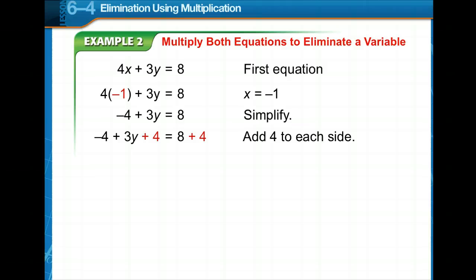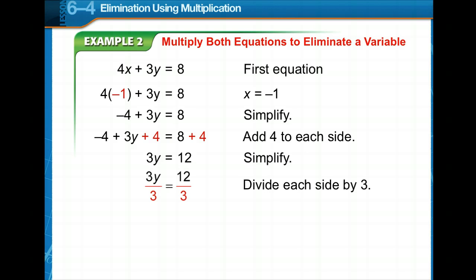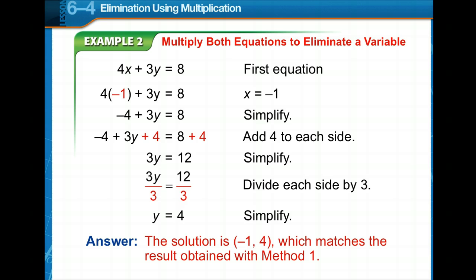So we have negative 4 plus 3y is equal to 8. We're going to add 4 to both sides. That leaves us with 3y is equal to 12. We divide both sides by 3. Y is equal to 4. So our solution is negative 1, 4, and that matches the result that we obtained in method 1. It doesn't matter which way you decide to solve, which variable you decide to eliminate, you're going to get the same answer.